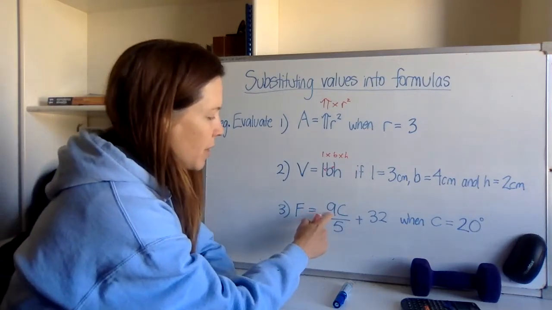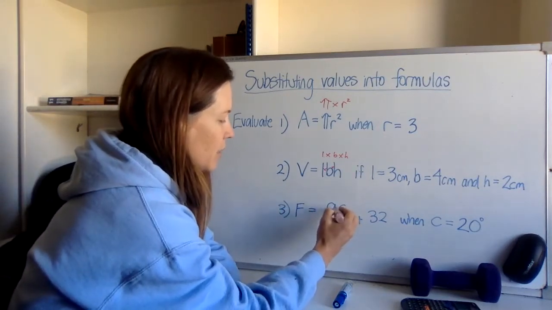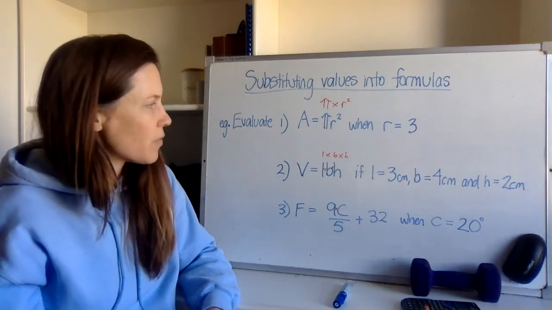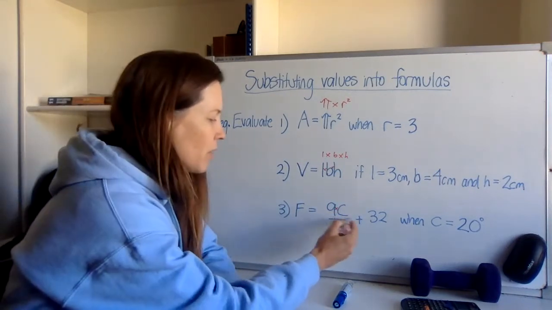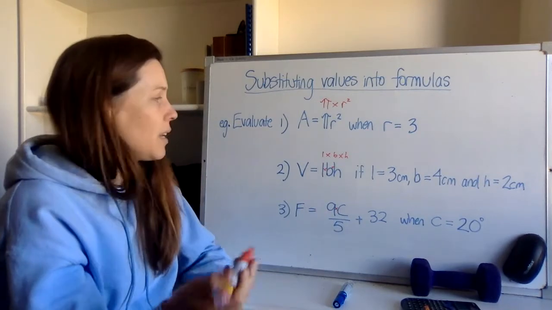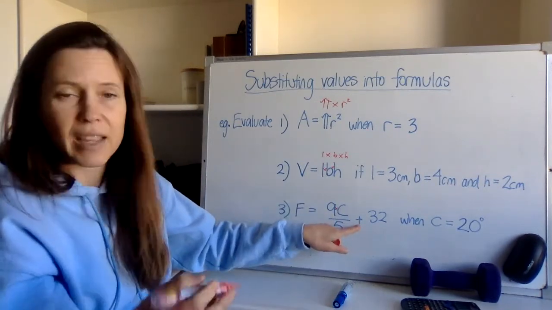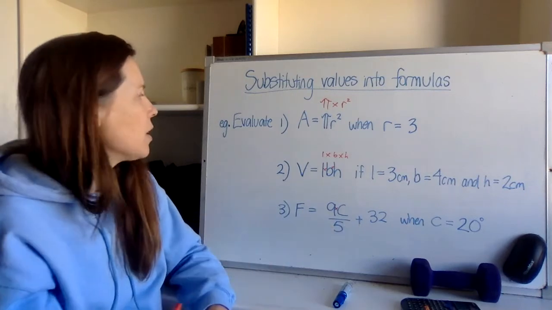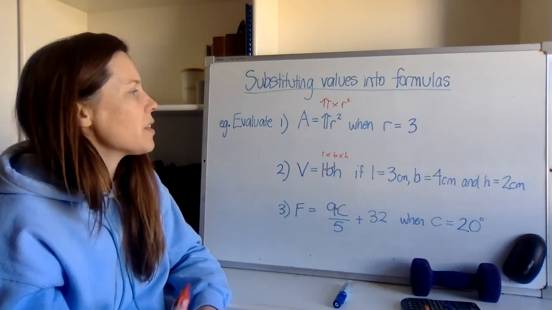In this one, we've got 9c. That means 9 times c. The rest of it's fairly self-explanatory. Division is generally shown with a fraction line, and you can put it into your calculator exactly like that. And pluses and minuses are there exactly as you'd expect them. So let's have a go at substituting some values into these formulas.